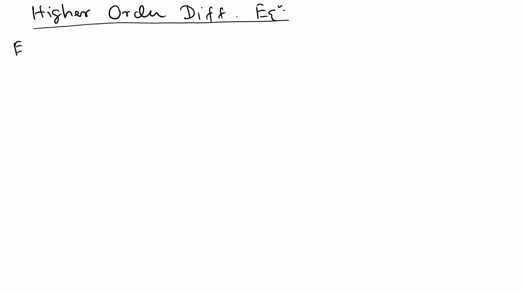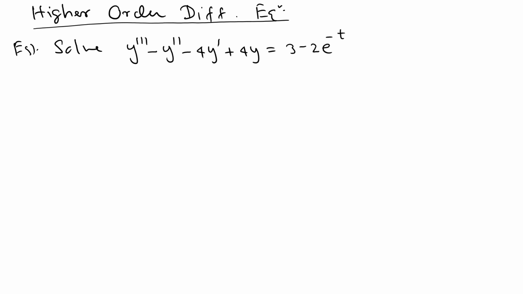Let's say solve y triple prime minus y double prime minus 4y prime plus 4y equals 3e to the negative t, along with y(0) equals 0, y prime(0) equals 1, and y double prime(0) equals 2. So let's go with that.